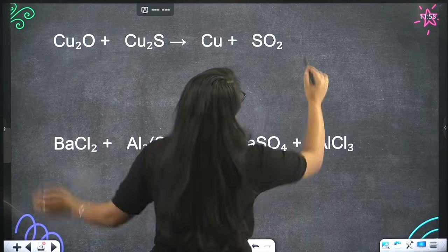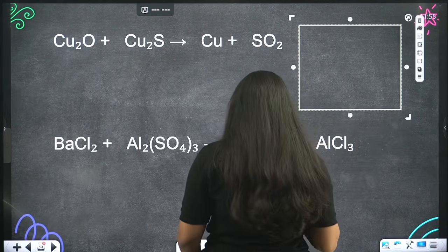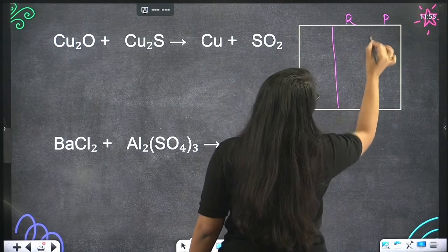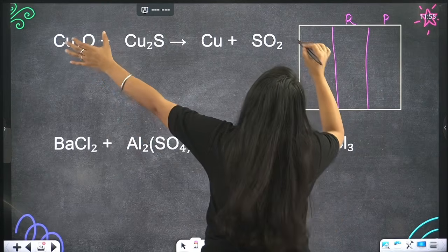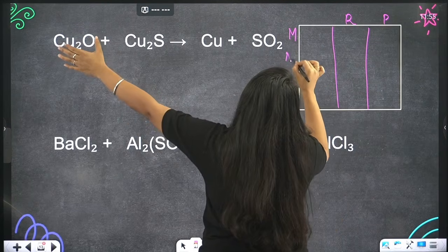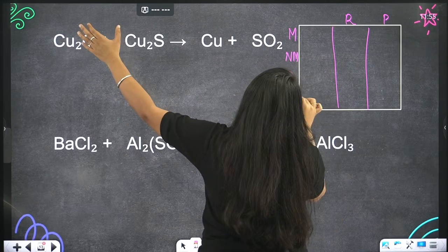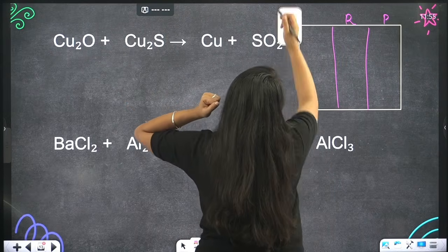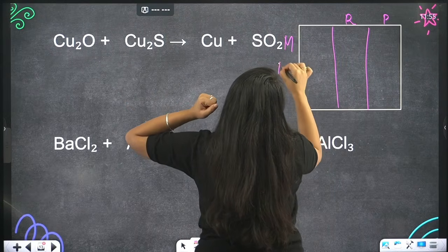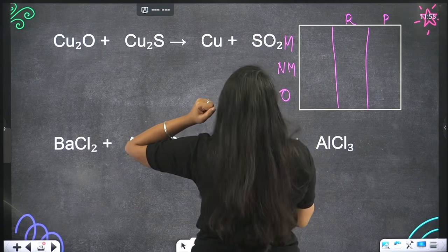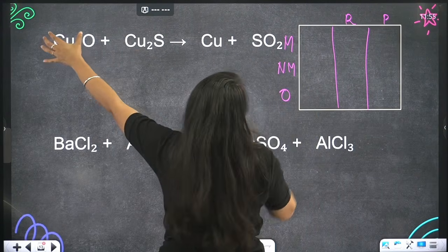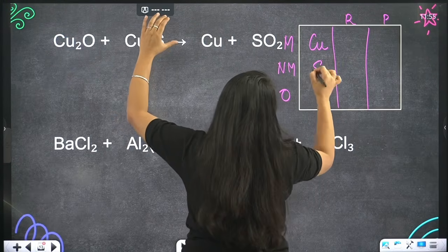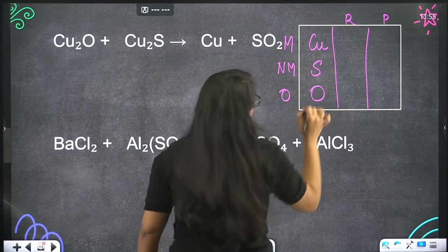Again, the first thing is to make a table. Then write down reactant side, product side, make 3 columns. Done. First we will be writing metals, non-metals, oxygen, hydrogen. Now ma'am, we don't even have hydrogen, so let's just remove this and we will write metals, non-metals and oxygen only. Done. Now beta, copper of course is your metal. Sulfur of course is your non-metal, and then we have oxygen.